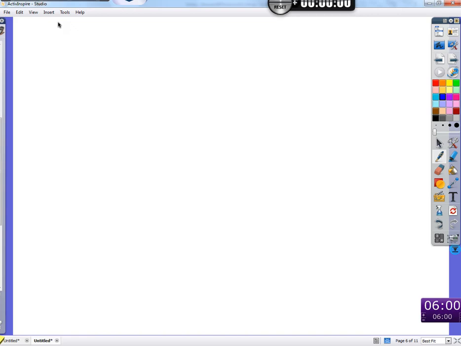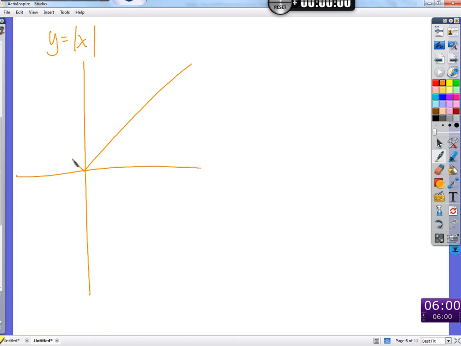So let's do something else. First, I'm going to write down y equals absolute value of x, and graph that guy again, and we'll compare it. It looks something like this. Slope of 1. Y equals 3 times the absolute value of x. Do that. Graph that. See how that looks when you compare it to y equals the absolute value of x.